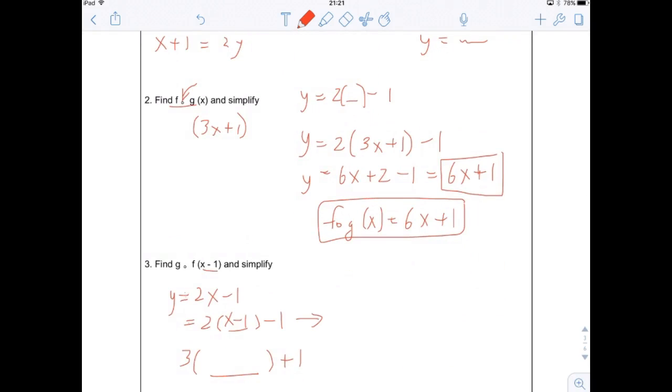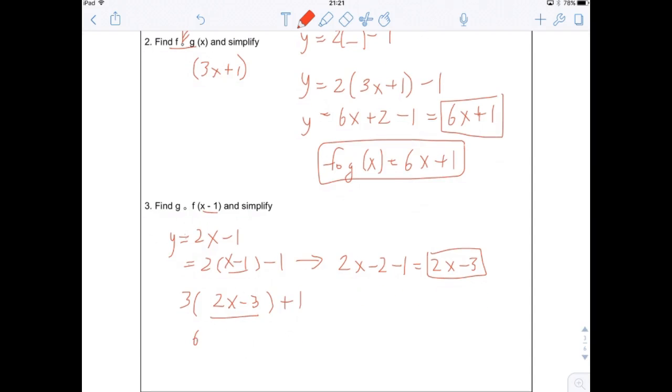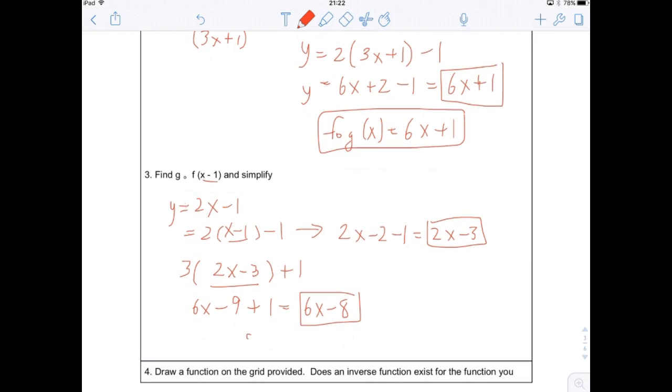Then we're going to simplify this a little bit to make it easier to substitute in. 2x minus 2 minus 1. This is equal to 2x minus 3. Now it's kind of smaller. We can fit it right into this blank here. So we're going to write 2x minus 3 here. Now we're going to simplify. We're going to distribute the 3. We get 6x minus 9 plus 1, which is equal to 6x minus 8. Okay, so basically our answer is g follows f of x minus 1 is equal to 6x minus 8. Okay?